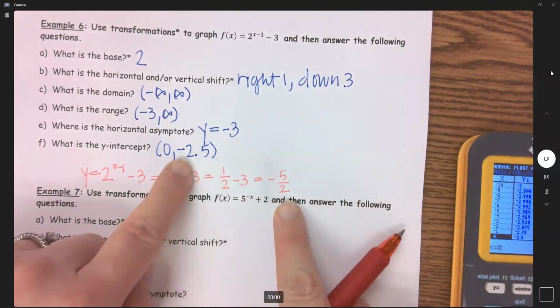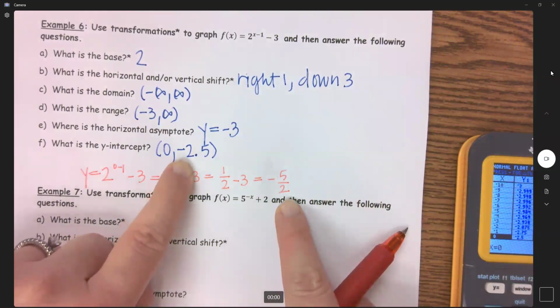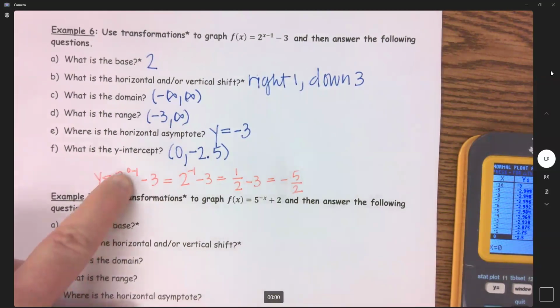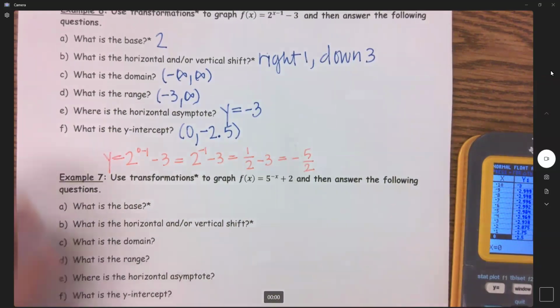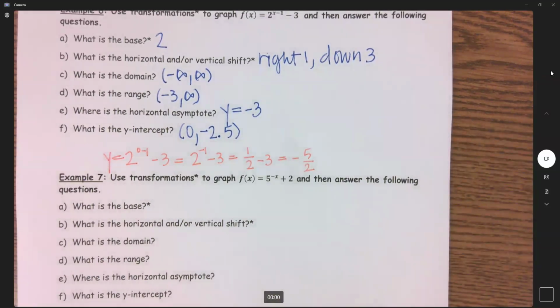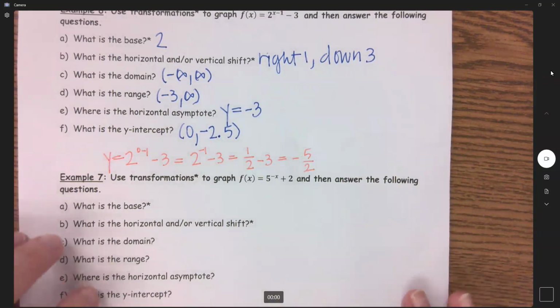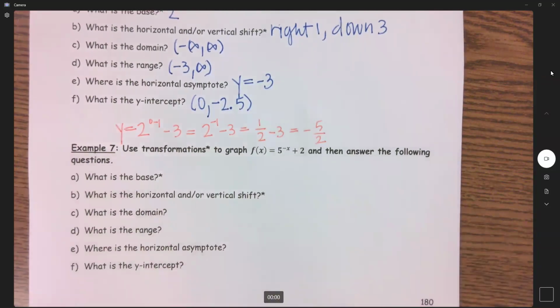Or negative 2.5. So you can find this by just plugging in a 0 in for your x. Okay, example 7. What is the base? And if you said the base is 5, you were close, but that is not correct.